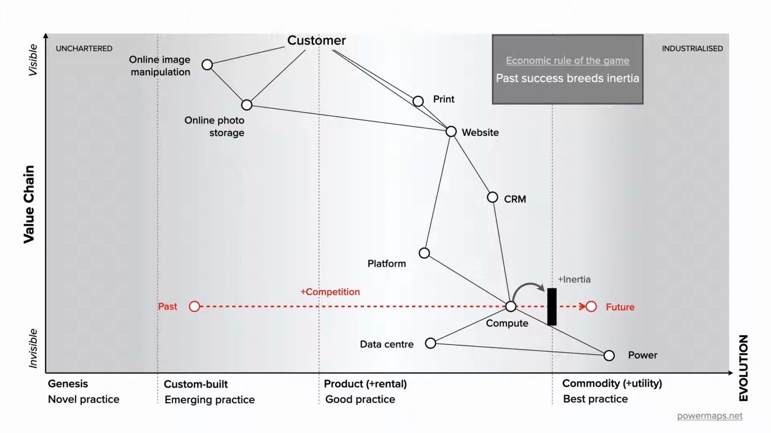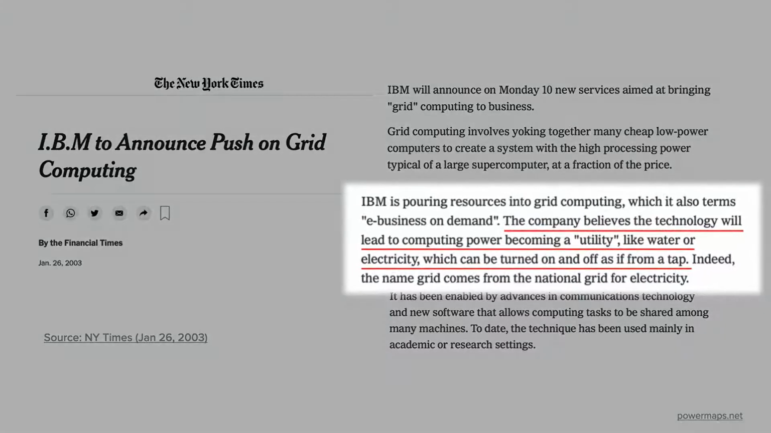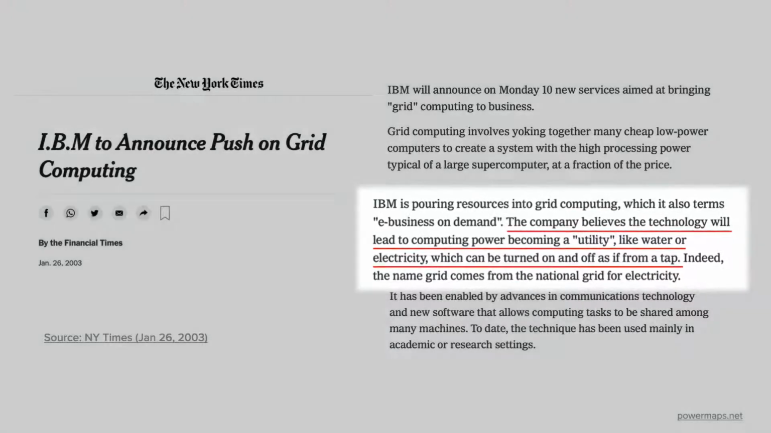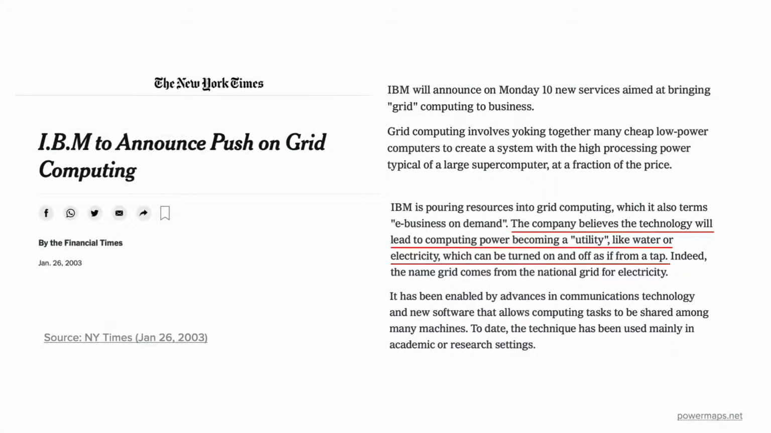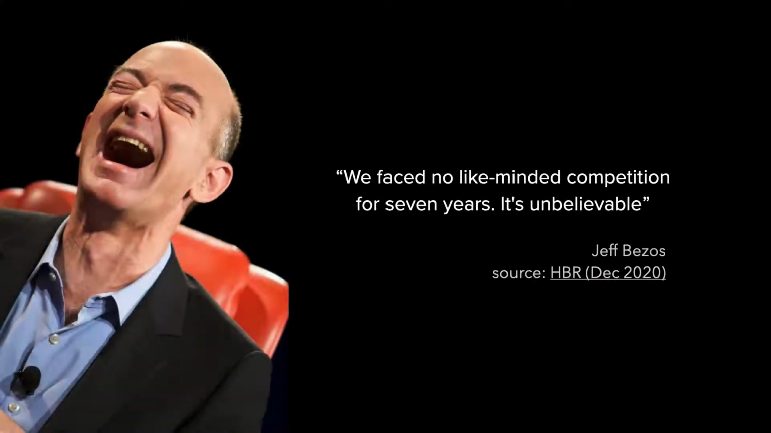This is what happened in the computing industry. In 2003, IBM, the industry leader at the time, argued that in the future they would supply computing power as if it was a utility, like electricity. Unfortunately for them, inertia was too strong and they continued to sell servers as a product rather than offering a utility-like service like cloud computing. That left the door wide open for an industry outsider to walk in.